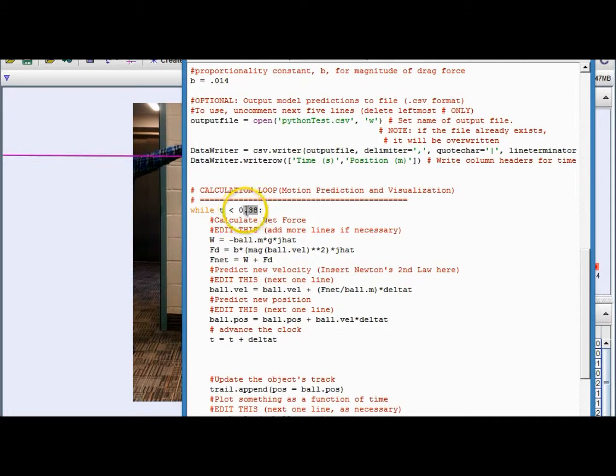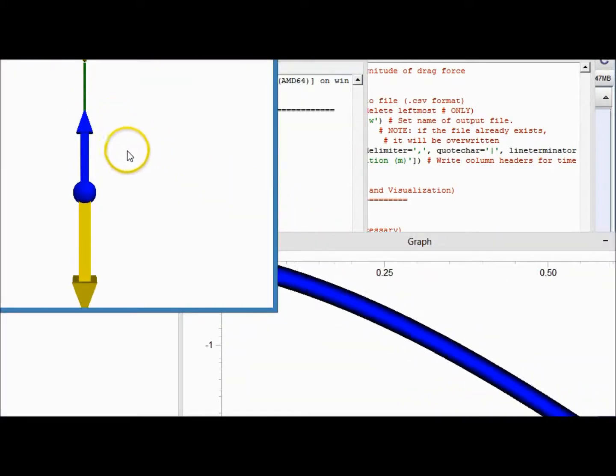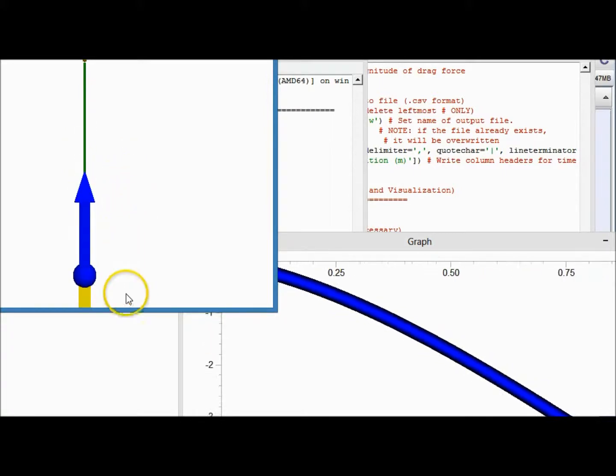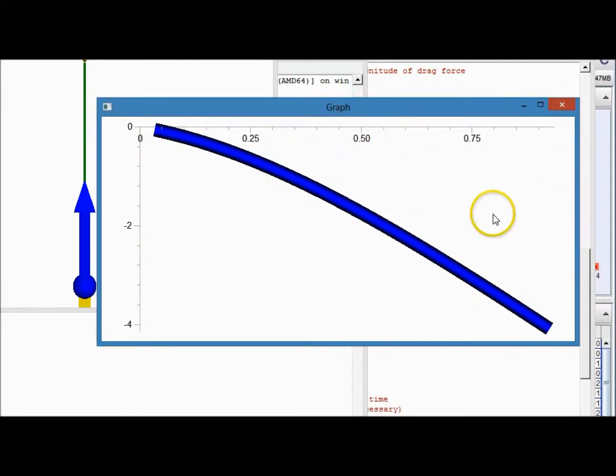If we change the time interval to allow the code to run for additional time, we can see that the drag force, the blue arrow, will grow until it is equal to the yellow arrow, which is the force due to gravity. If we look at the graph, the slope of this line, which is the change in velocity, becomes constant. This means that the force due to drag and the force due to gravity are equal, meaning that there is no change in velocity.